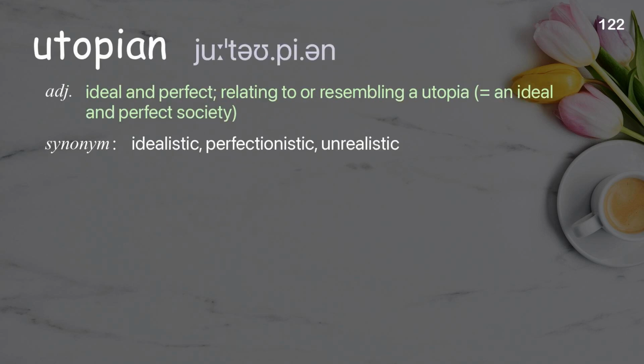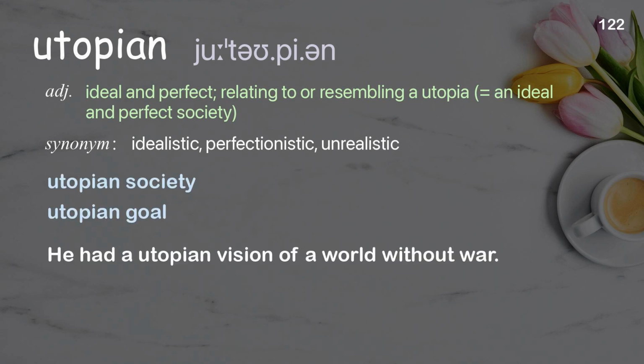Utopian. Ideal and perfect, relating to or resembling a utopia, equals an ideal and perfect society. Examples: utopian society, utopian goal. He had a utopian vision of a world without war.